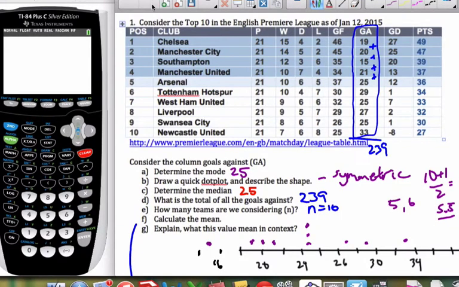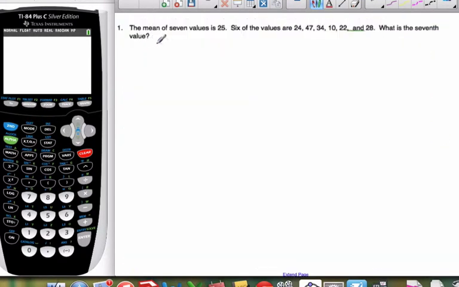Okay, let's try another example. So now we know the mean of 7 values is 25. I have 7 values, and 6 of the values are as follows. What is the 7th value? Well, to find the mean, I know I have to add up all these values plus some mystery value x and divide it by 7. And that will be 25.